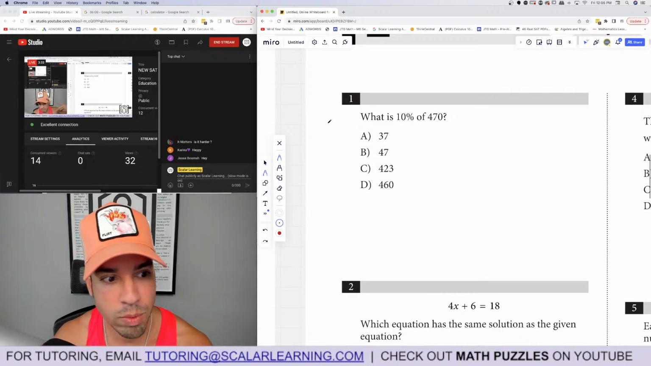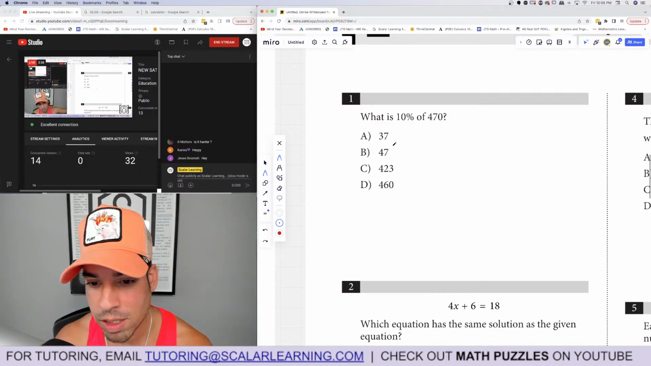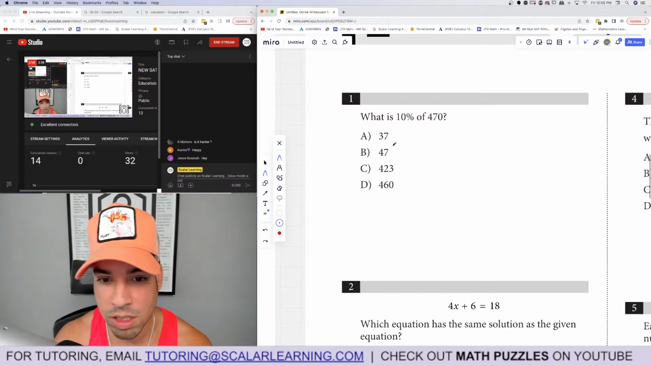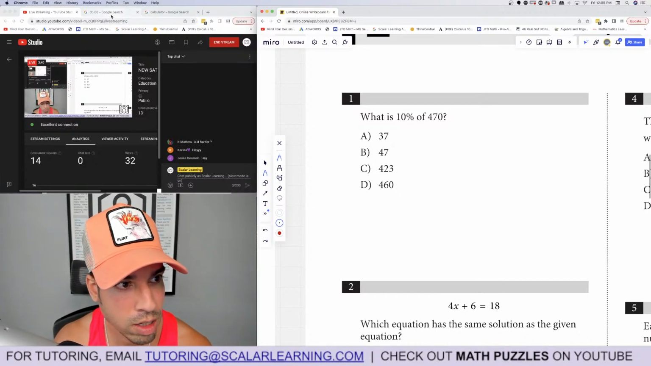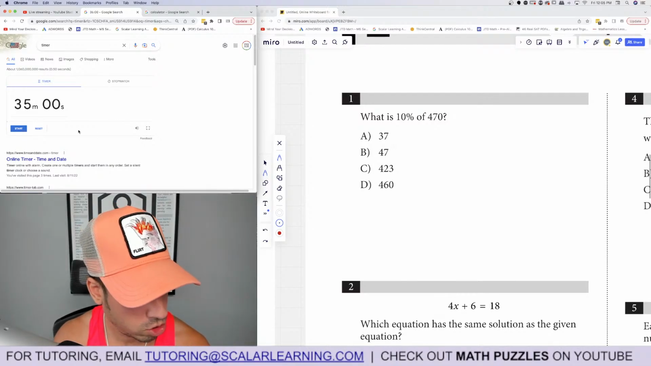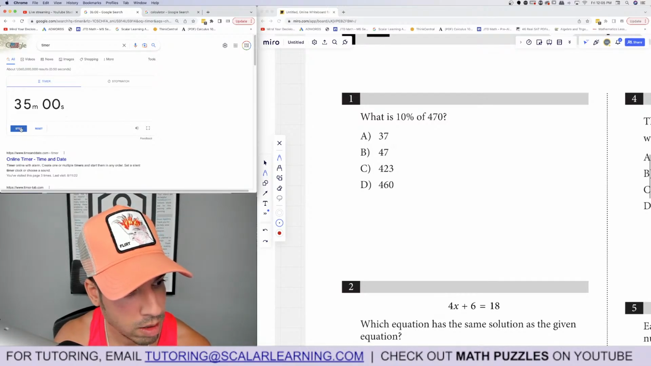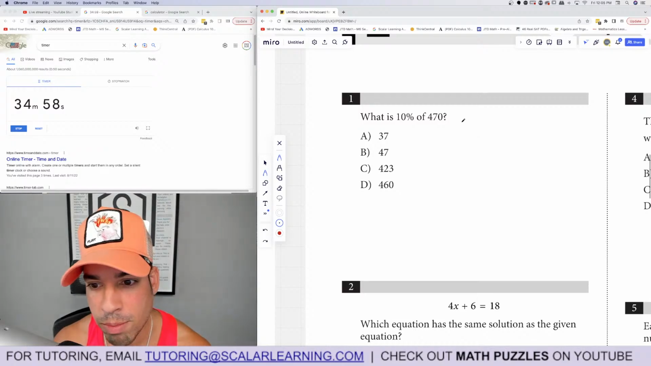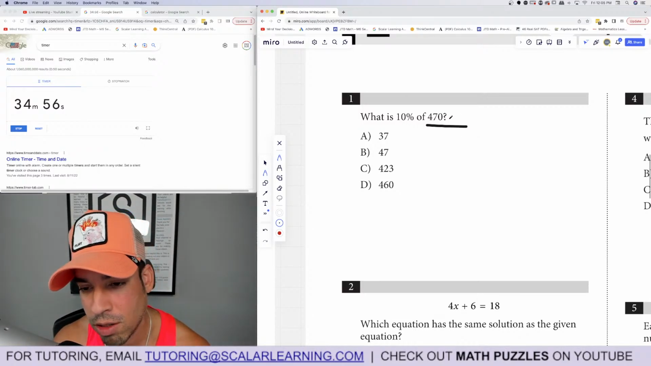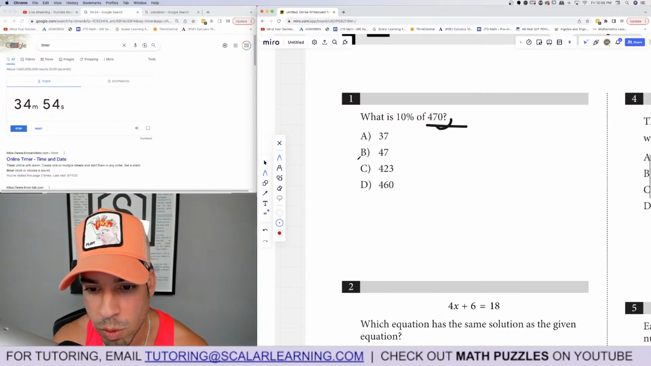All right, here we go, ladies and gentlemen. I'm so excited because I am curious to see what this entails, and we're going to start in 3, 2, 1. Let's go. All right, what is 10% of 470? Boom, so that's just literally 10%. I could do it mentally, move the decimal over 1 spot.